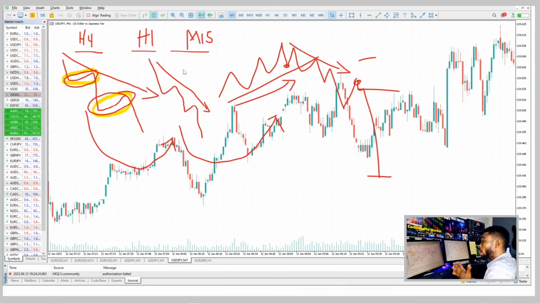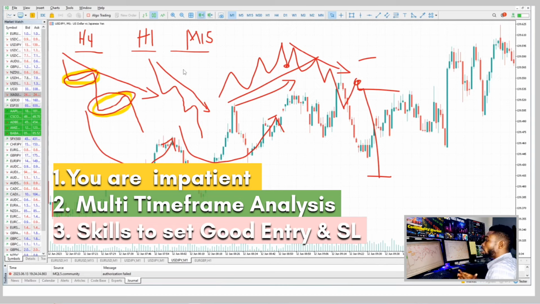So one, because you don't have knowledge of retracement. Two, you have no knowledge of what? Multi-time frame analysis. You cannot analyze the market on a multi-time frame level. So because of that, you think a pullback is an uptrend, and you enter and you get a losing trade.